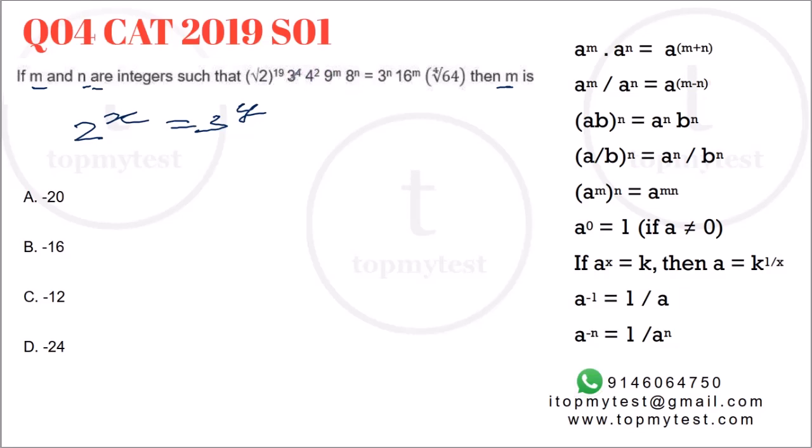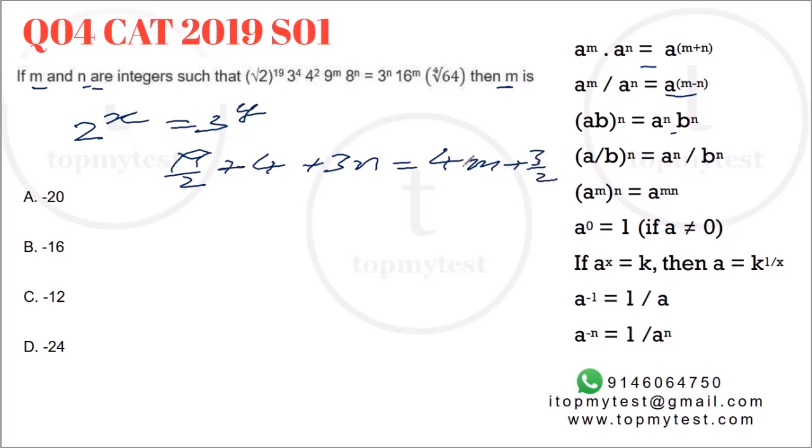On the left hand side, the powers of 2 are 19 by 2. We are using these relations, right? 19 by 2 plus 4 square is 2 to the power 4 and 8n. 8n is 2 to the power 3n. This value should be equal to, on the right hand side, 16 to the power m. So 4m plus 64. 64 is 2 to the power 6. 6 by 4 is 3 by 2.